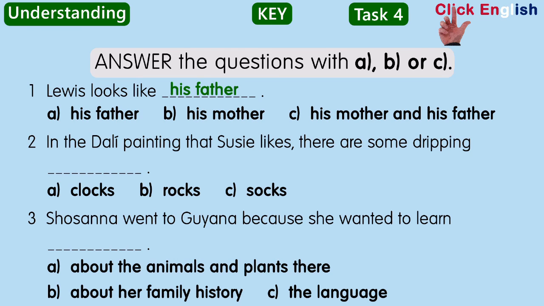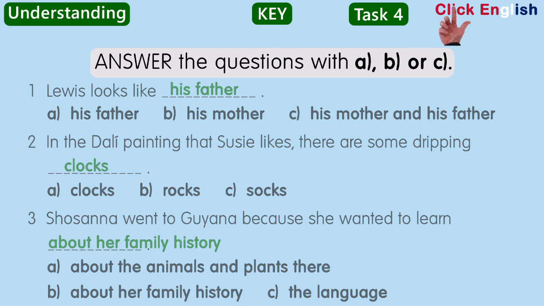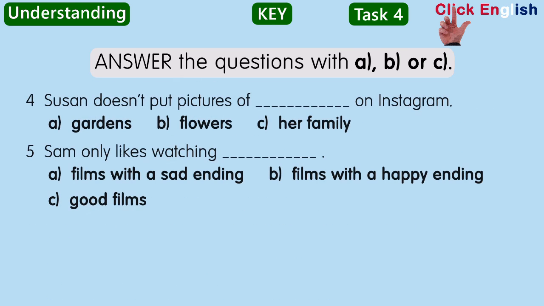Lewis looks like his father. In the Dali painting that Susie likes, there are some dripping clocks. Shoshana went to Guyana because she wanted to learn about her family history. Susan doesn't put pictures of her family on Instagram. Sam only likes watching good films.